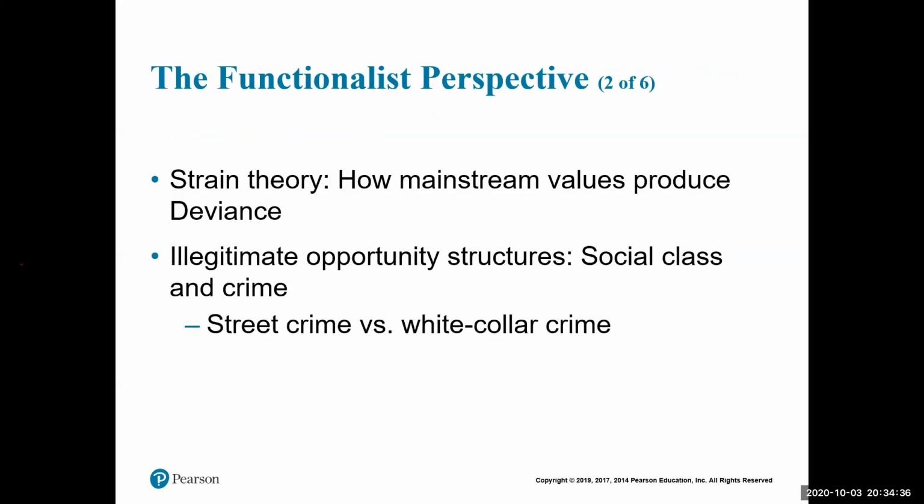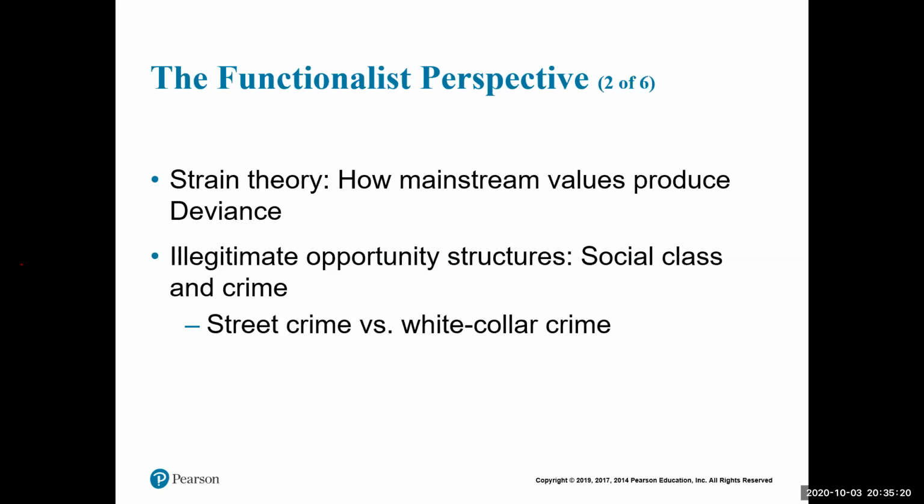When we're looking at it from a functionalist perspective, from a strain theory, excuse me, how mainstream values produce deviance, right? This was a sociologist, Robert Merton, who developed strain theory. It was basically an alignment of opportunity structures of social class and crime, street crime versus white collar crime. It's one of those situations where strain theory can build in our society large numbers of people desiring cultural goals such as success, but being cut off from some of the approved means of reaching the goal. It's just one of those aspects.